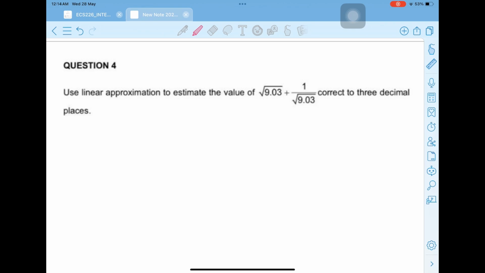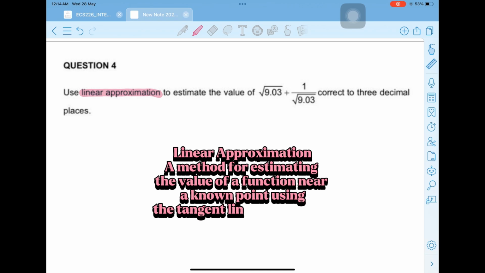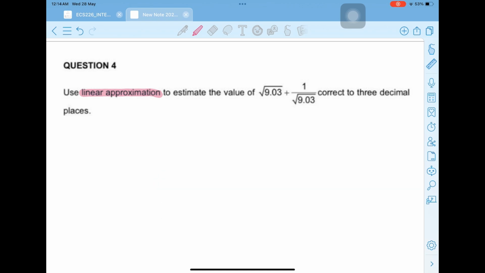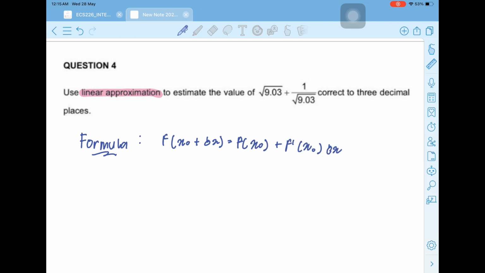So what is linear approximation? Linear approximation is a method for estimating the value of a function near a known point using the tangent line at the point. Let's say you have a function f(x) and you know its value and slope at a point a. The linear approximation of f(x) near x equals a is f(x) equals f(a) plus f prime a multiplied with delta x, where delta x is x minus a. This formula is basically the equation of the tangent line to the function at x equals a.